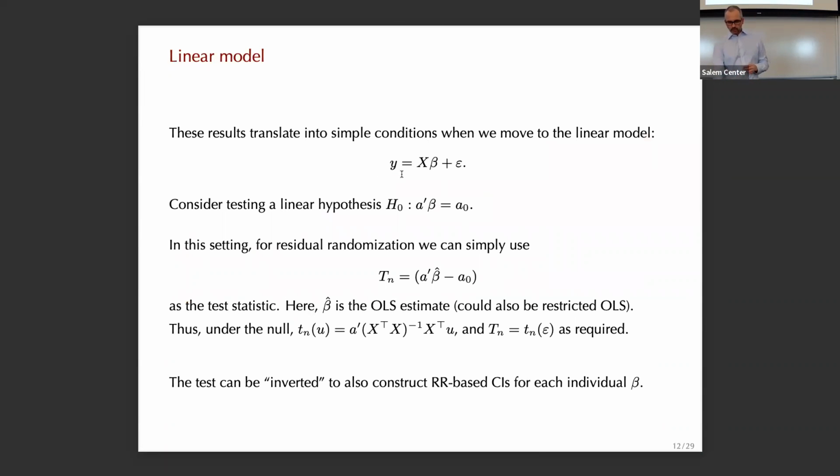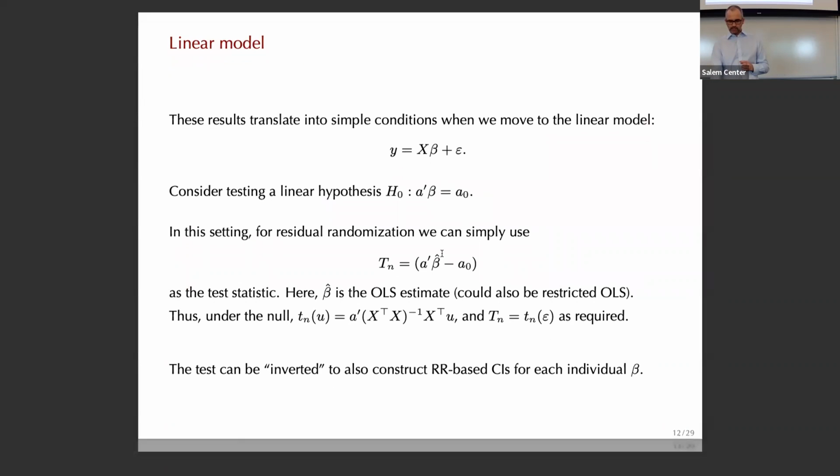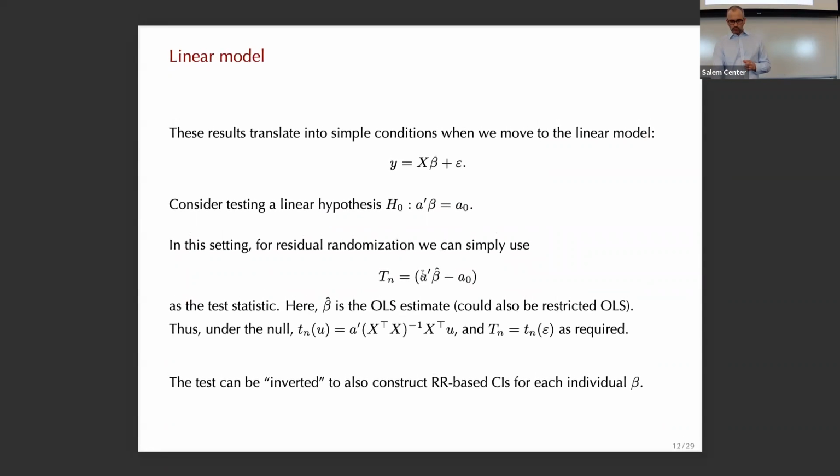So this is the linear model that I'm going to focus on. I'm focusing on a linear hypothesis, just a linear combination of the betas equal to some known value. The simpler case is when you're testing a component, whether it's zero. That's a simple significance test. Let's say our test statistic is equal to that quantity. Just plug in the OLS estimate, and of course this satisfies our assumption, because under the null hypothesis, this T_n is equal to that function of the errors. So it's a known function of the errors, as required.